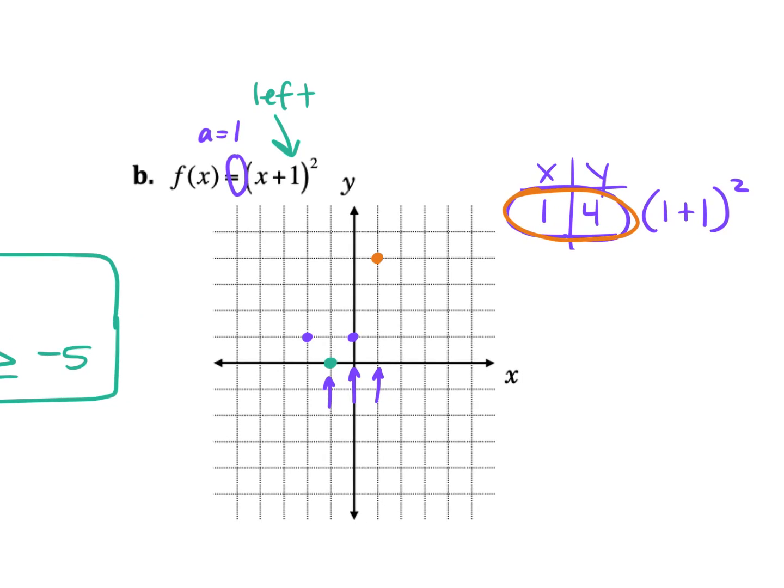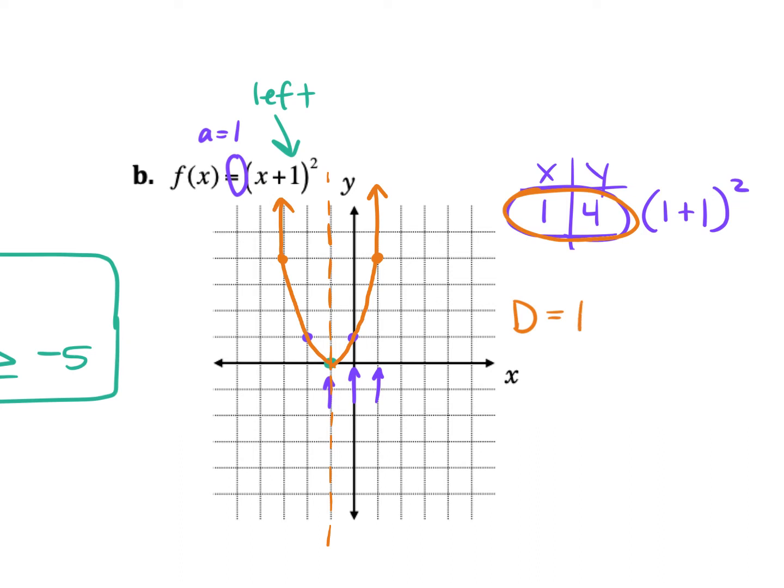What do I do with that? I need one more point. Reflect it, right? So here's my axis of symmetry. That's where my vertex is. If I'm 2 to the right of my axis of symmetry right now, my new point needs to go 2 to the left of my axis of symmetry, and here's my graph. Okay, what is the domain of that graph?